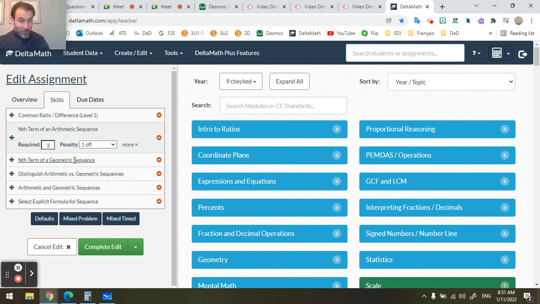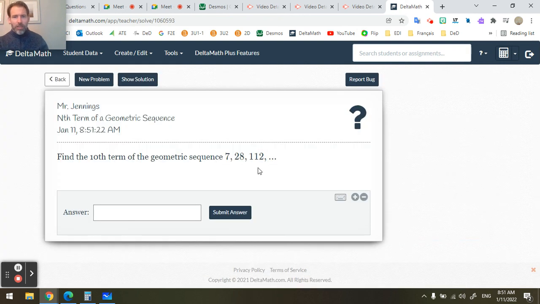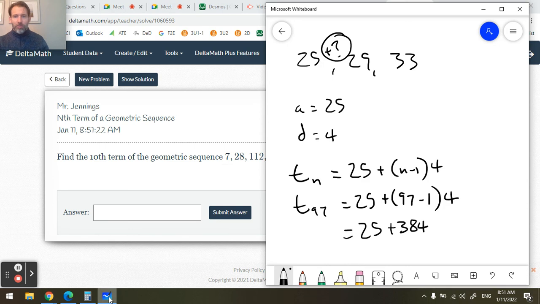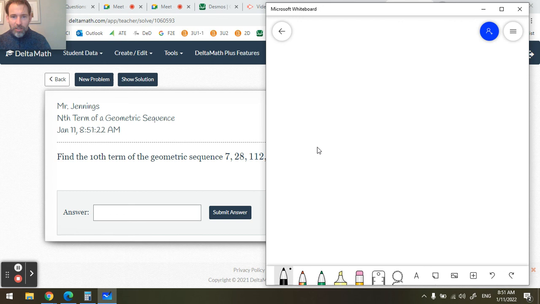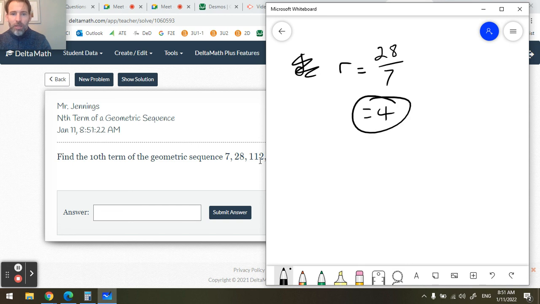All right, nth term of a geometric sequence, again, what we saw already: 7, 28, 112. So you can write down your numbers. You can take your piece of paper and get a fresh section of it, and then you can say, well, I want to find the ratio. The ratio is going to be one of the terms divided by the previous term. That's going to be 4. And 112 divided by 28 is indeed 4. So therefore, this is a geometric sequence.